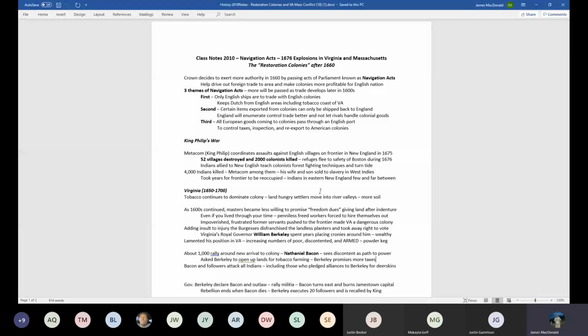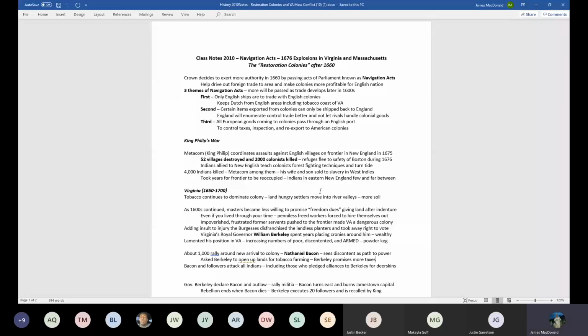We're going to talk today about the Navigation Acts, which are passed by Parliament. Parliament is the equivalent, not the exact equivalent, of the English Congress. That has a House of Lords, the nobility, and a House of Commons. Those are the people's representatives in England. They have to work with the monarch, with the king.